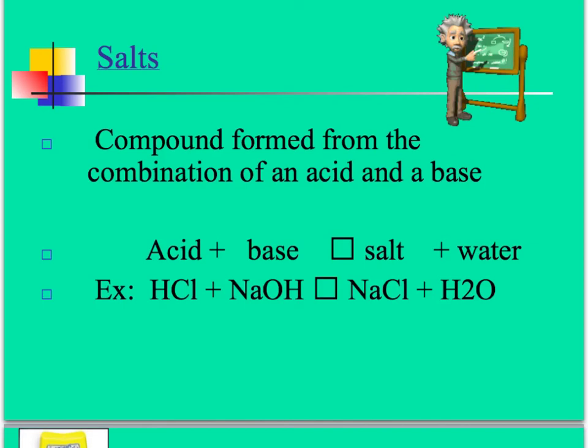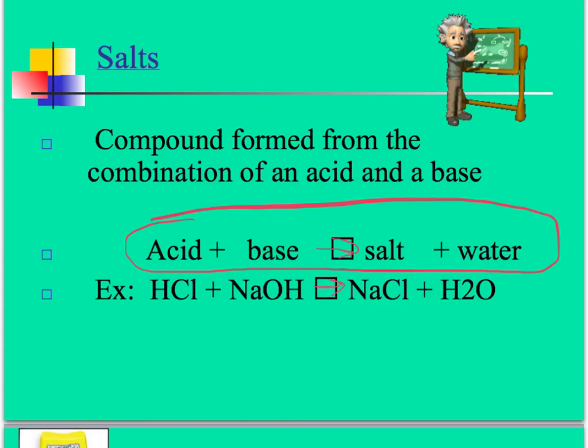Let's talk about salts. Salts are formed when you combine an acid and a base together. They neutralize to form a salt and water. So you can see this is the basic equation for acid plus base. This is called the neutralization equation. So acid plus base yields salt plus water. There should be an arrow here.